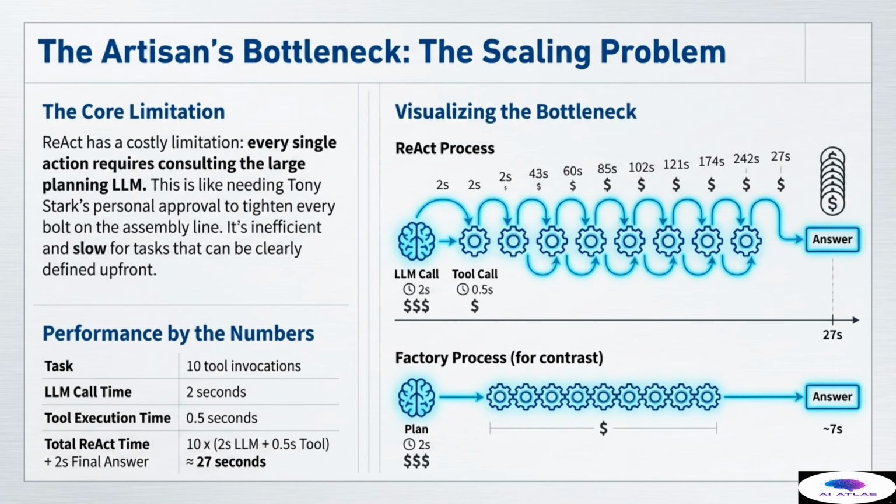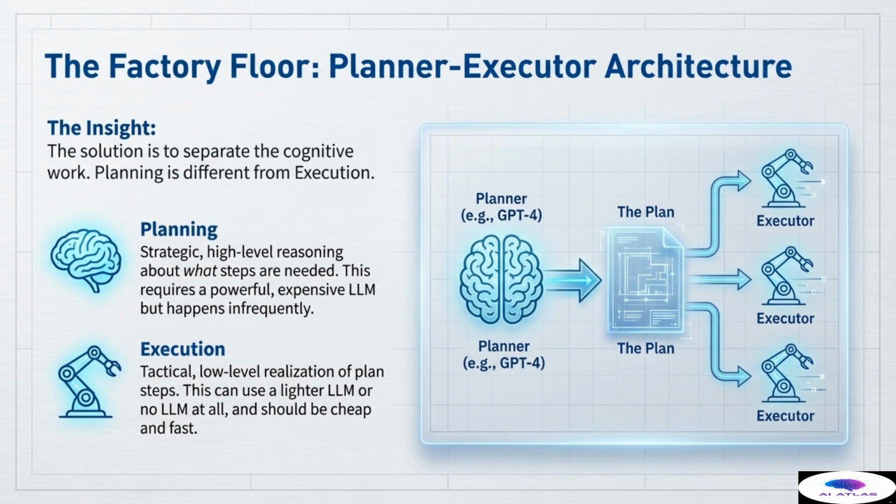In the Planner-Executor Model, the initial plan might take 2 seconds, but then all 10 tools can be executed sequentially or in parallel without repeated costly LLM consultation. This drives the total time down to around 7 seconds. This massive difference illustrates the trade-off. ReAct offers unmatched adaptability, but the Planner-Executor Model offers a crucial 3 to 4 times speedup for structured tasks. If ReAct represents the hands-on artisan, then the Planner-Executor Model represents the factory floor. The fundamental insight driving this architecture is the necessity of separating the cognitive work into distinct and efficient phases.